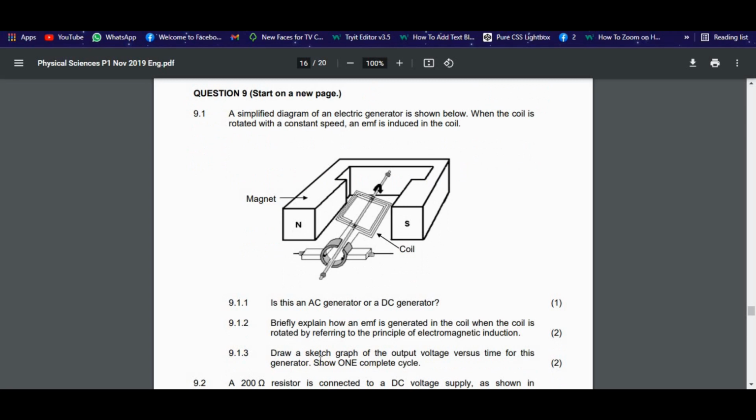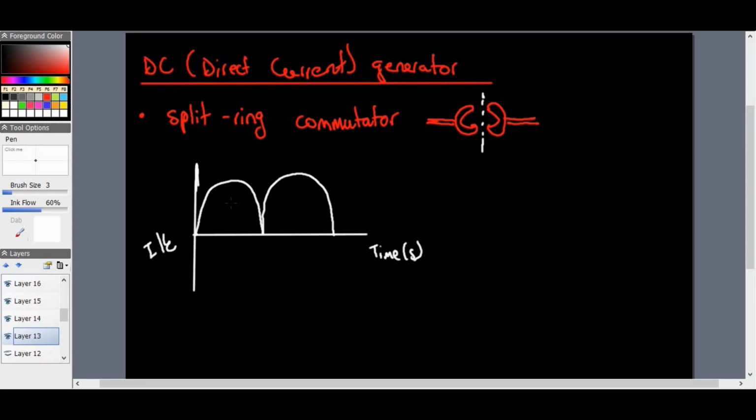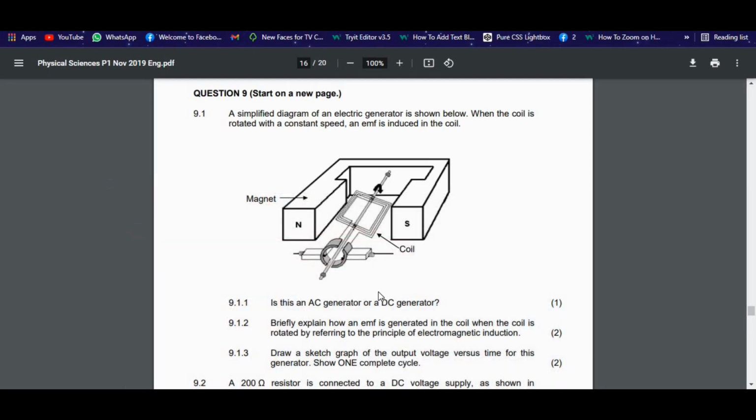However, they say draw a sketch of a graph of the output voltage versus time for the generator. That's this graph. You just need to draw a vague one. And they asked for the induced EMF, so you'd need to write EMF in versus time. So that'll be EMF in brackets V for voltage, okay? Second question says briefly explain how an EMF is generated in the coil when the coil is rotated by referring to the principle of electromagnetic induction.